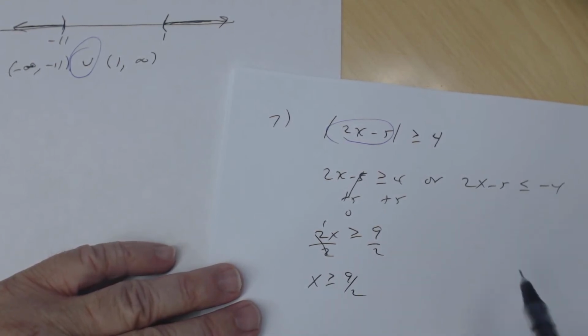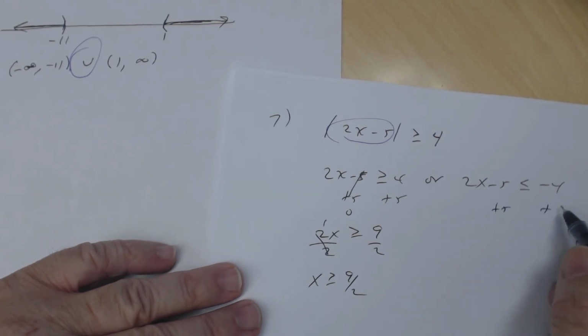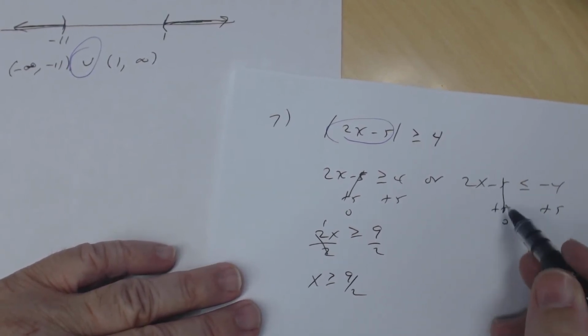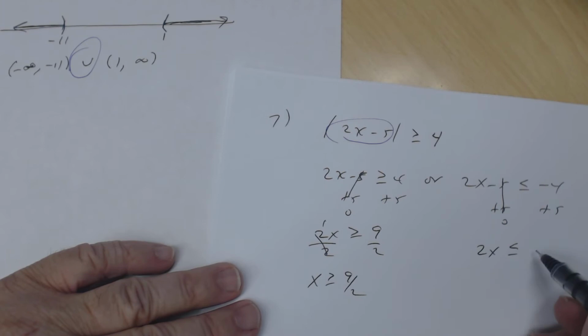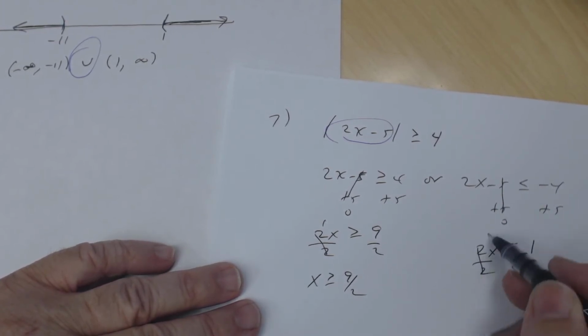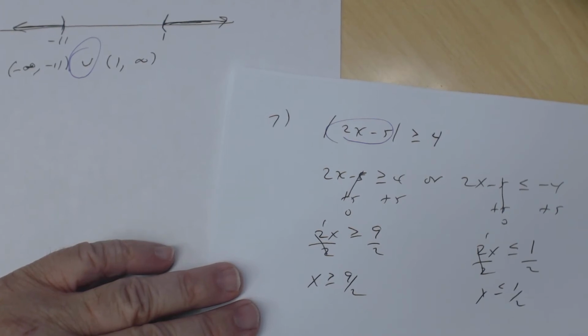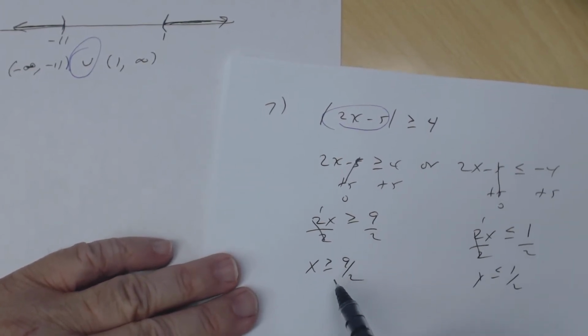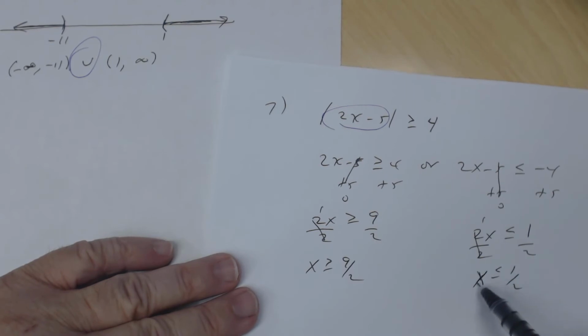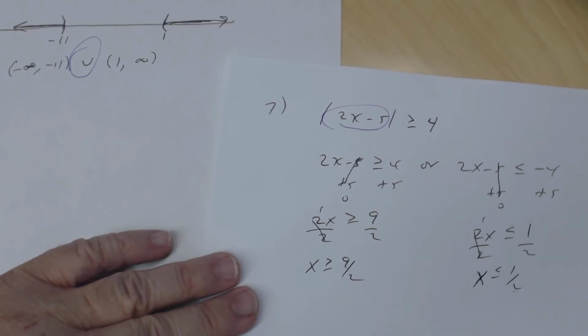Or they can also be, add 5 to both sides, combine my terms. I get 2x is less than or equal to 1. Divide both sides by 2. x is less than or equal to 1 half. So my solutions are either greater than or equal to positive 9 halves, or less than or equal to 1 half.